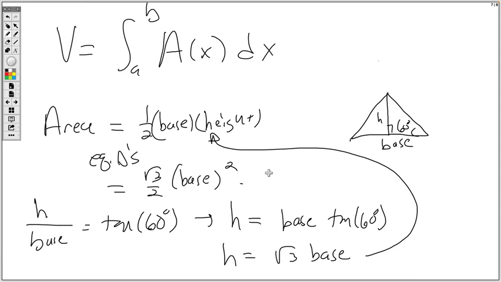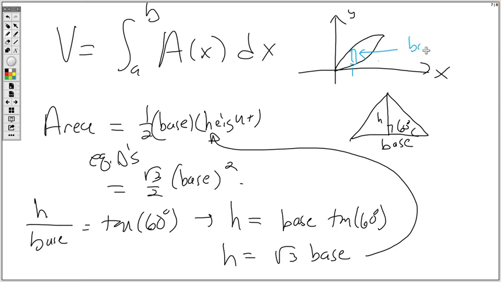Now, luckily for us, I already know what the base is. You follow? Because once again, I'm looking at cross sections that are parallel to the y-axis. Parallel to the y-axis means I'm chopping up the x's. So my base is going to be this length, which is exactly what it was before. So it's the top minus the bottom. And I'm ready to go. Any questions on the setup here, folks? Do you see what's happening? Do you understand the big picture process here?